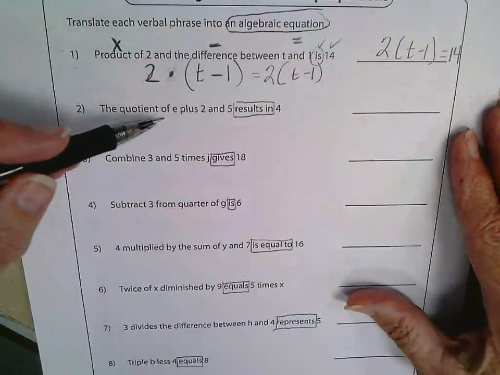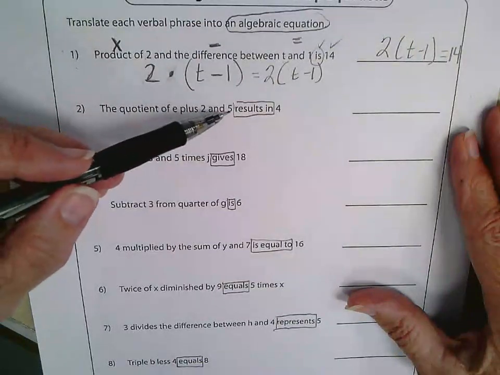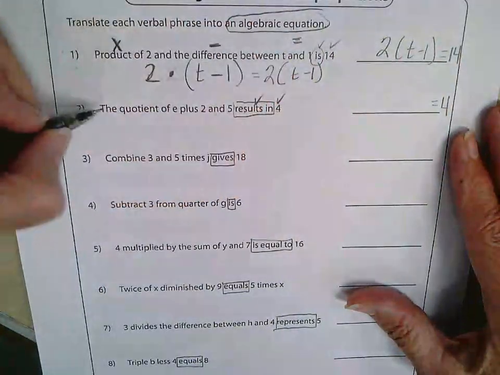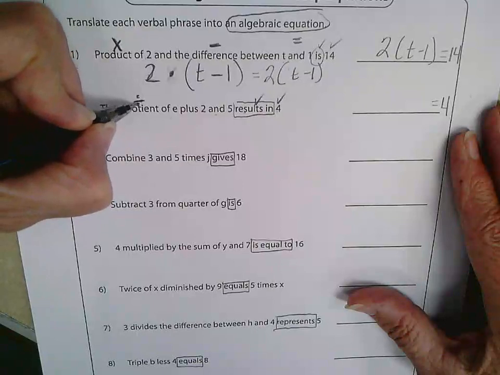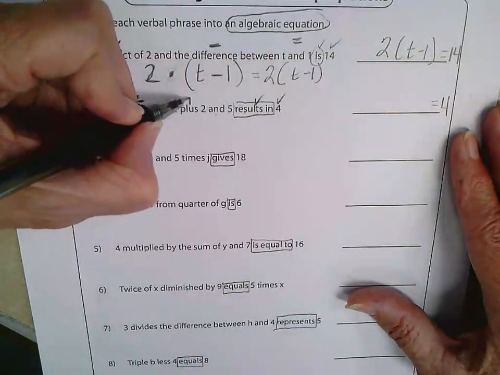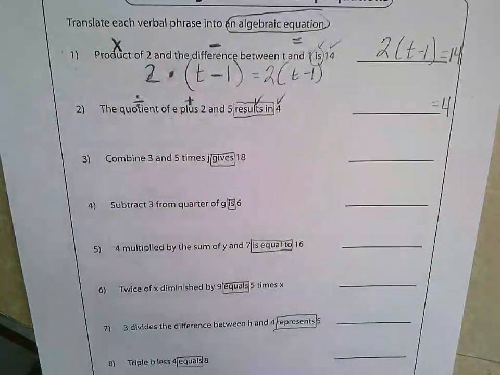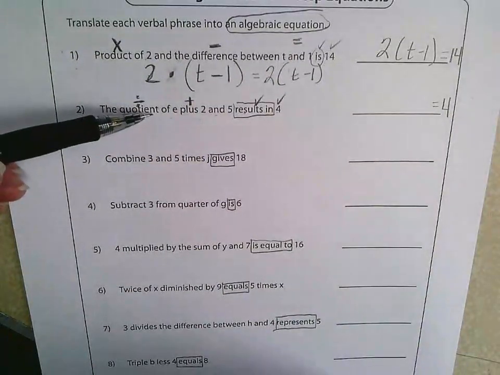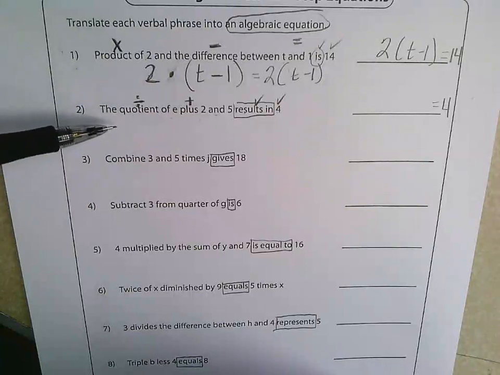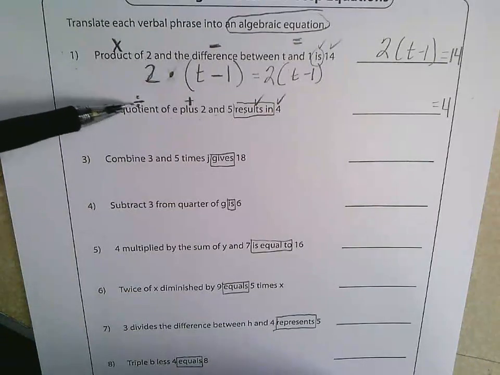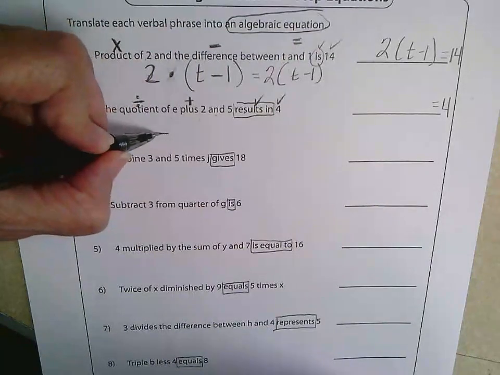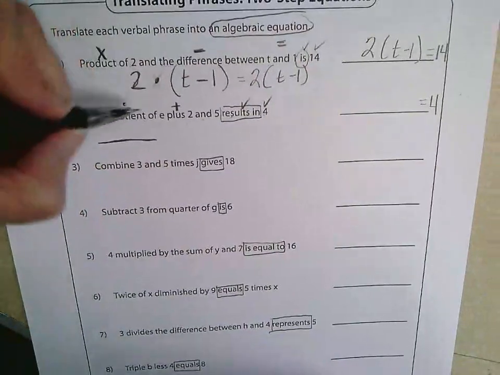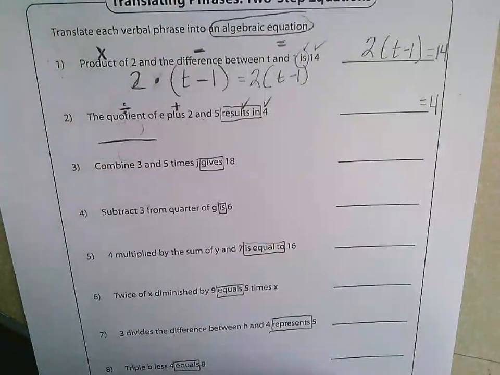Number 2, the quotient of e plus 2 and 5 results in 4. So I know this is equal to 4. Quotient means divide. Plus means addition. So the quotient of e plus 2 and 5, this one's a tough one. Quotient means divide, and so in algebra we represent a division sign as a horizontal line. So I'm going to divide something on top by something on the bottom.